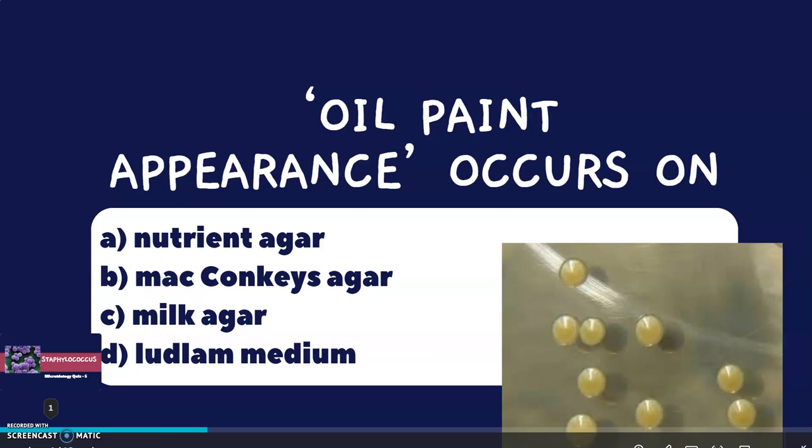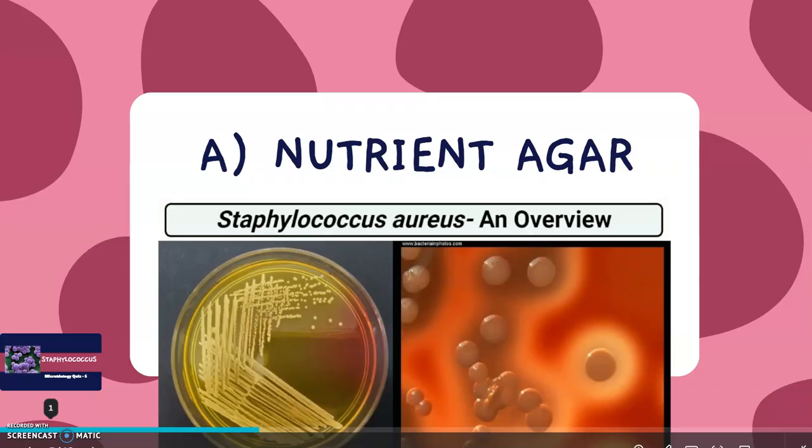The next question is, oil paint appearance of Staphylococcus aureus occurs on which of these media? Is it nutrient agar, MacConkey's agar, milk agar, or Ludlam medium? Oil paint appearance of Staphylococcus aureus. The answer is nutrient agar. Staphylococcus aureus produces golden yellow colored colonies on nutrient agar with an oil paint appearance, and on blood agar it produces beta hemolysis, that is a clear transparent zone around the colony.